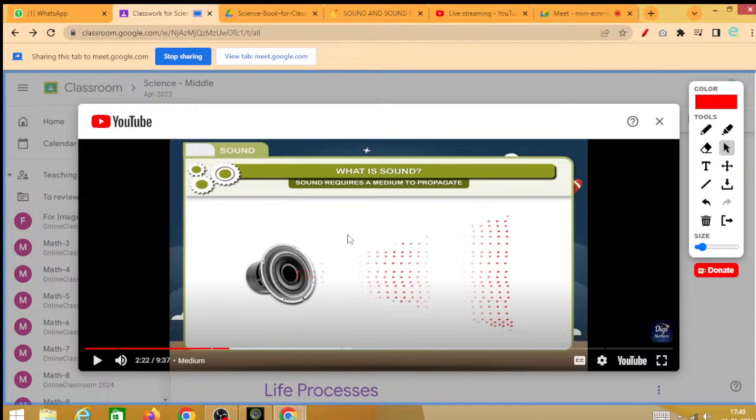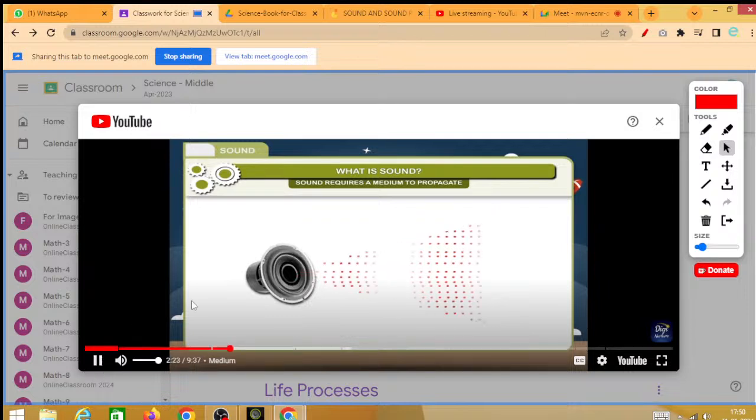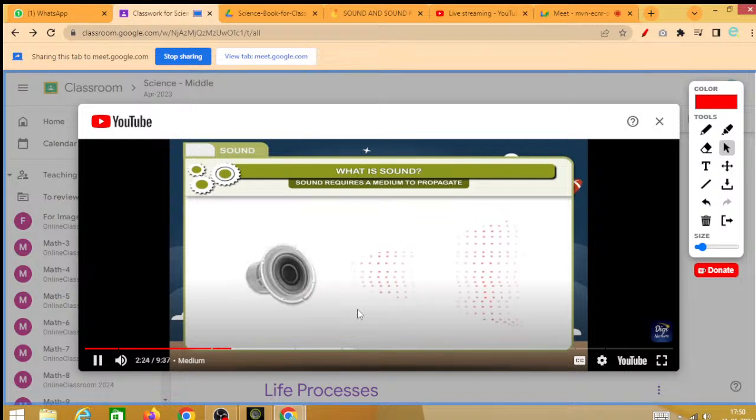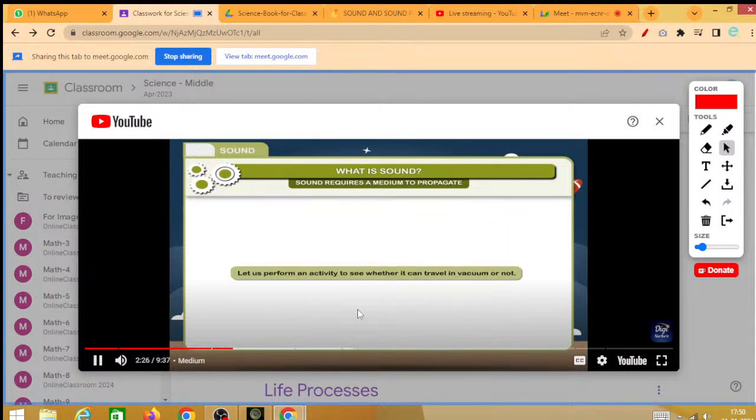So it requires a medium to propagate. Yes. To move, the sound needs a medium. Medium means it could be air, it could be water, it could be solid, anything. For the vibration to happen, those particles of the medium vibrate and carry the sound forward. The sound travels in a medium. Let us perform an activity to see whether it can travel in a vacuum or not.